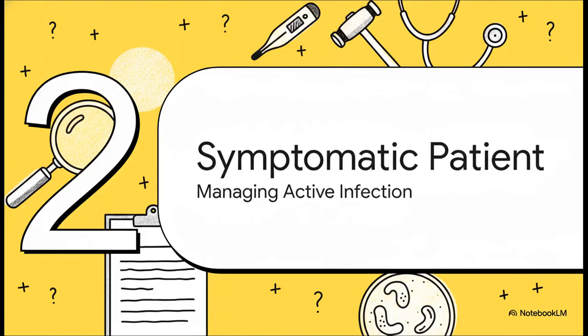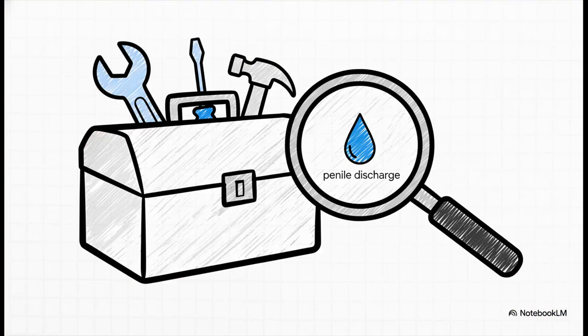Okay, let's switch gears. Now we're looking at scenario number 2, the symptomatic patient. This person is here because they do have an active problem. So this one's going to need a more detailed history and, of course, a physical exam. When a patient comes in with something obvious, like a penile discharge, your go-to framework should be ODI PAR. It's a fantastic tool that gives you a solid structure for taking a really detailed history of the complaint.